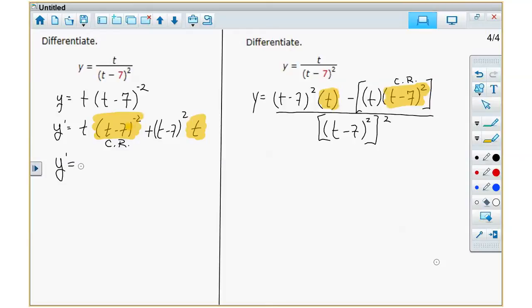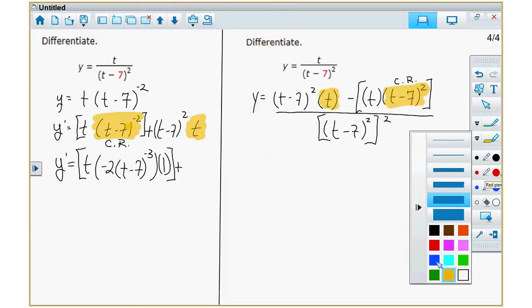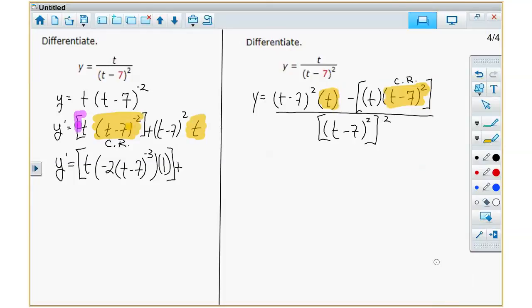Y prime. T times, okay, let's do the chain rule. -2 times T minus 7 to the -3. And then what is the derivative of T minus 7? 1. And then this is going to be plus, and I'm going to put this part in brackets, not for any reason except for you to see that that's that part right there. So you brought the exponent out front, and then you subtracted 1 from it, and that's the chain rule.